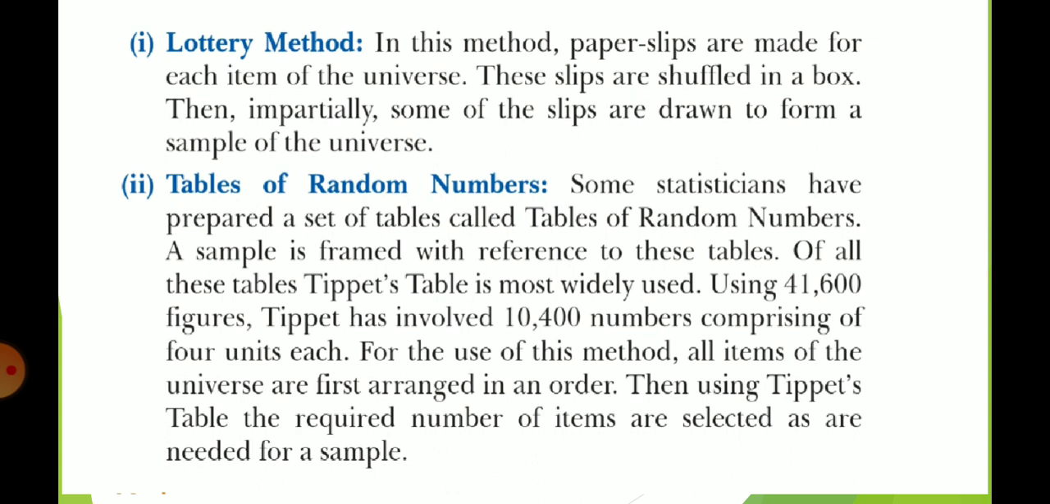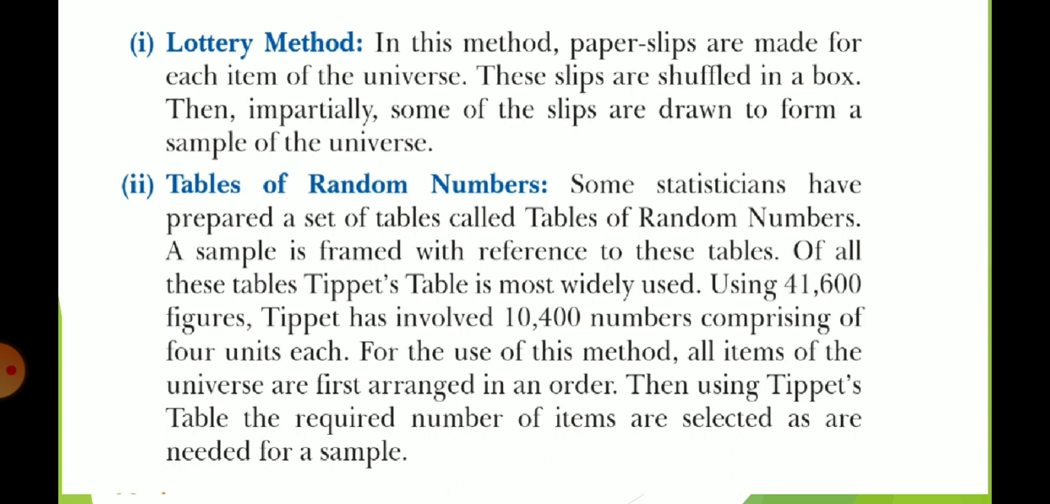What is the lottery system? In this method, paper slips are made for each item of the universe. These are shuffled, that is, they are put into a bowl, and the bowl is shaken. Then impartially some of the slips are drawn to form a sample of the universe.